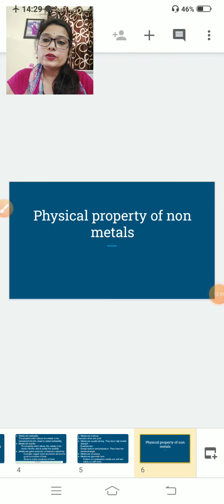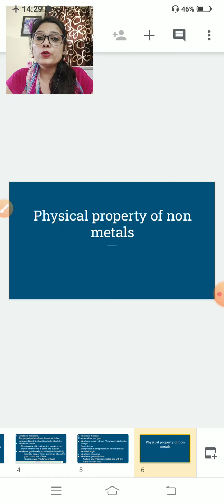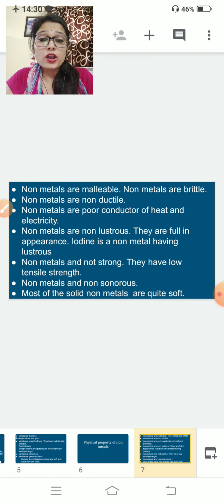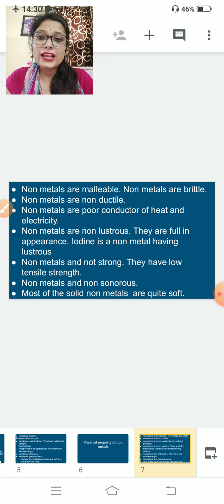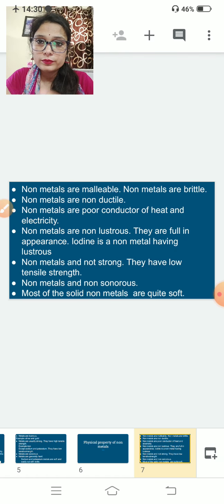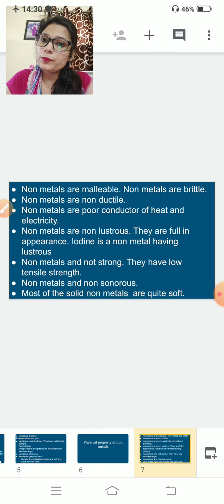Now move to the physical properties of non-metals. They are just opposite to metals. So non-metals are non-malleable. That means we can't convert non-metals into thin sheets. If we hammer them, they will break down. Clear? Non-metals are non-malleable and brittle. Non-metals are also non-ductile. I told you that non-metals have properties just opposite to metals.